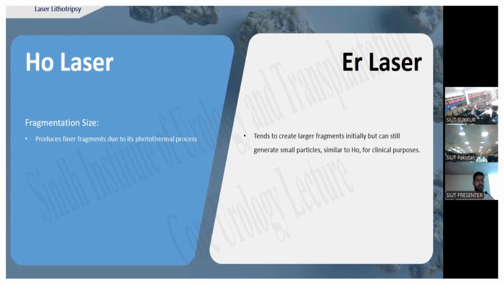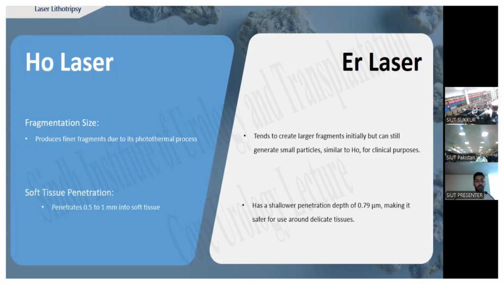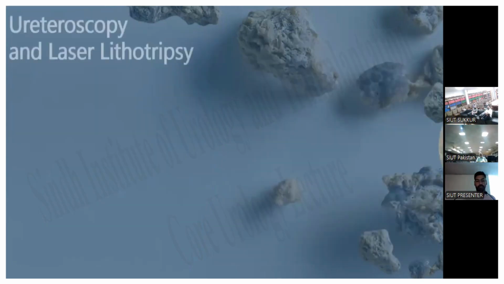Fragmentation size: holmium laser produces fine fragments due to its photothermal process, while the erbium laser tends to create larger fragments initially, but can still generate small particles similar to holmium for clinical purposes. Soft tissue penetration, as we discussed, holmium has 0.5 to 1 millimeter penetration, and erbium is even shallower, with a depth of 7.79 micrometers, making it safer for use around delicate tissues.